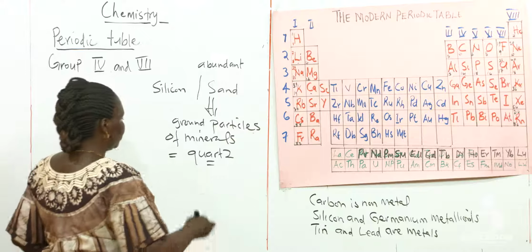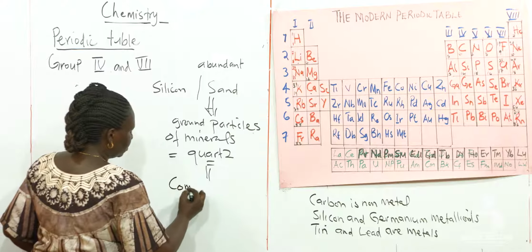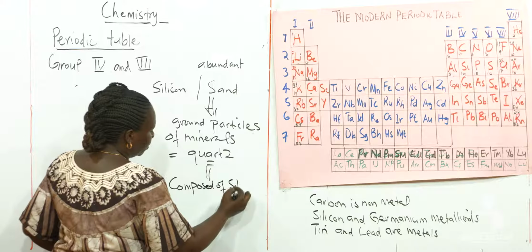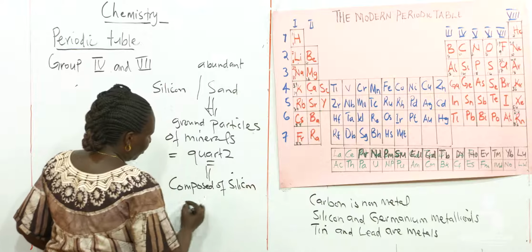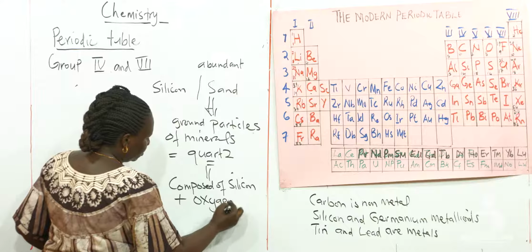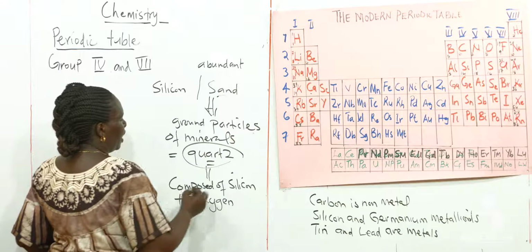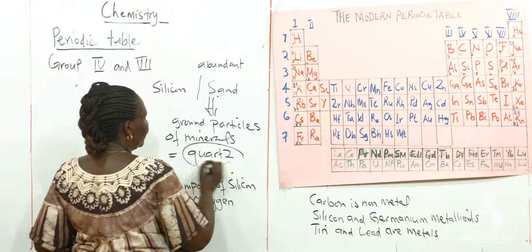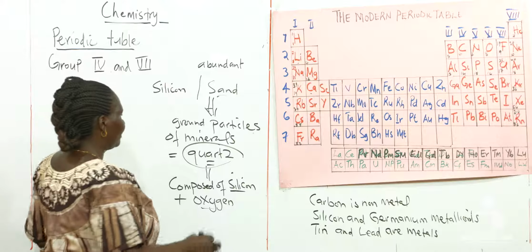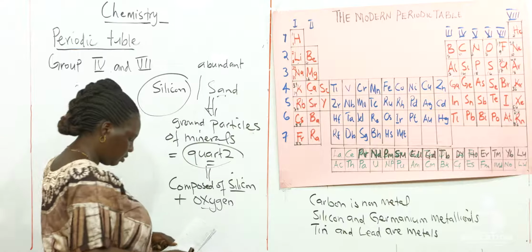It is composed of silicon plus oxygen. So we get this in sand, and quartz contains silicon and oxygen. And as I said, silicon is abundantly found in sand.